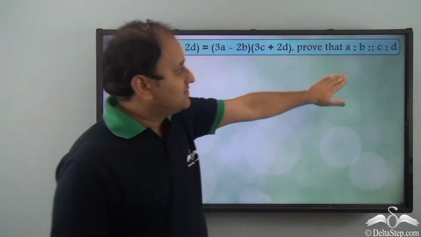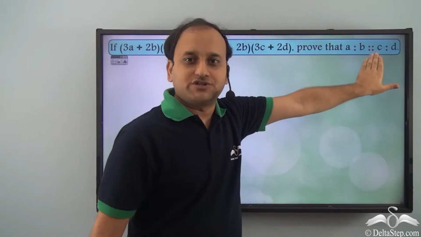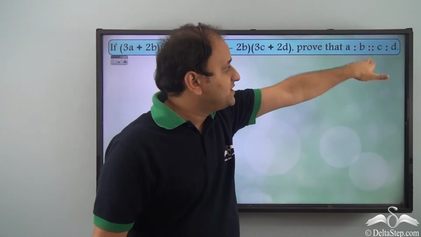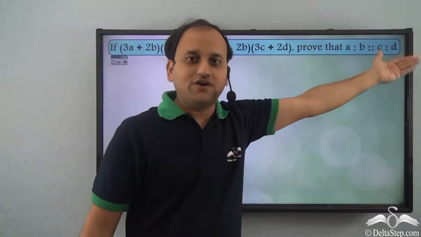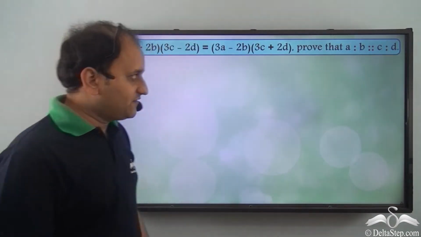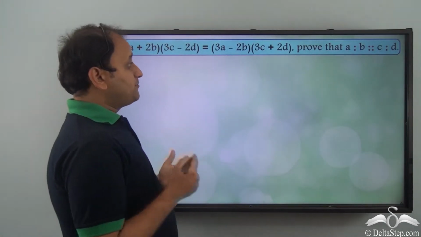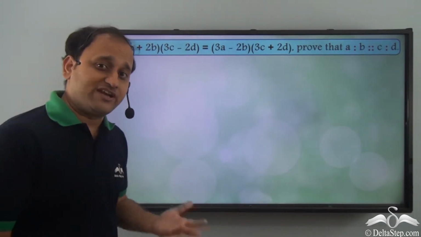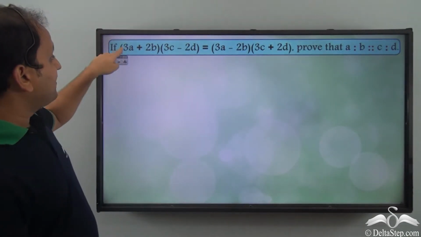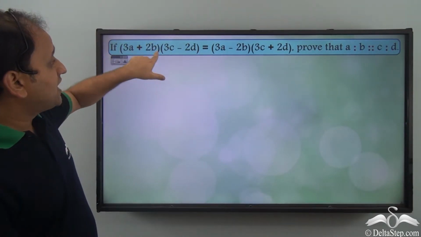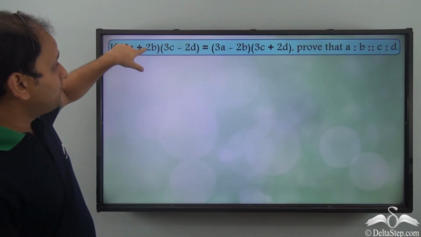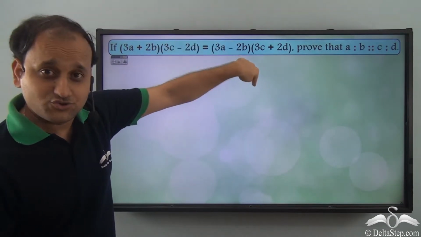First of all, this is about proportion because we have got a is to b is proportional to c is to d. That's what we need to prove. So definitely it's a question about proportions, and what properties of ratio and proportions we need to apply. Well, again we have two terms which are repeating, 3a plus 2b. On this side we have 3a minus 2b.